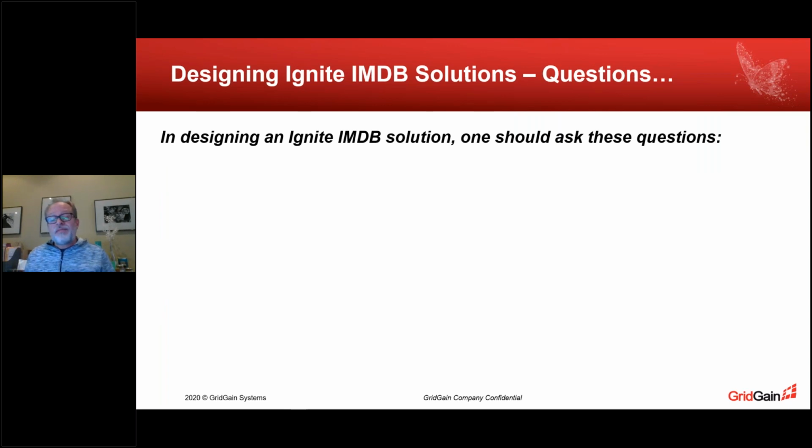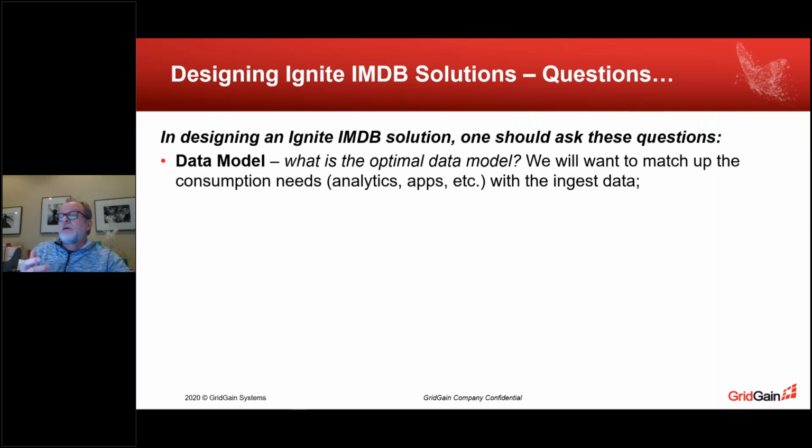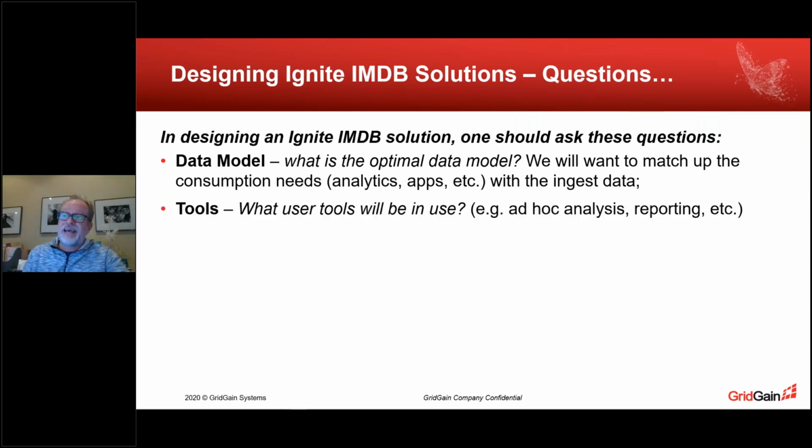Okay, so in thinking about designing an in-memory database, in addition to thinking about all those aspects of the solution, these are some of the questions I would ask of your solution. Okay, data model. What's the optimal data model? We want to match up the consumption needs, the consumers, the tools, the applications that are going to be using the database with the structure and the patterns of our ingested data. And we want to match those two things together. It won't necessarily always be just what the user wants. It might also be what the data looks like on the way in. We've got to match those two things together.